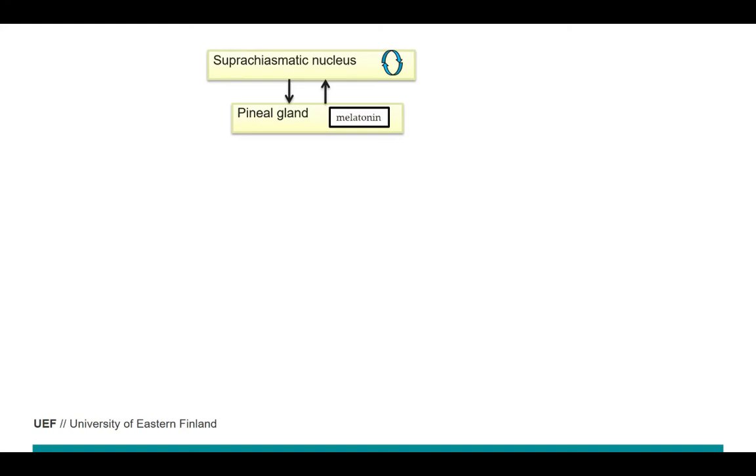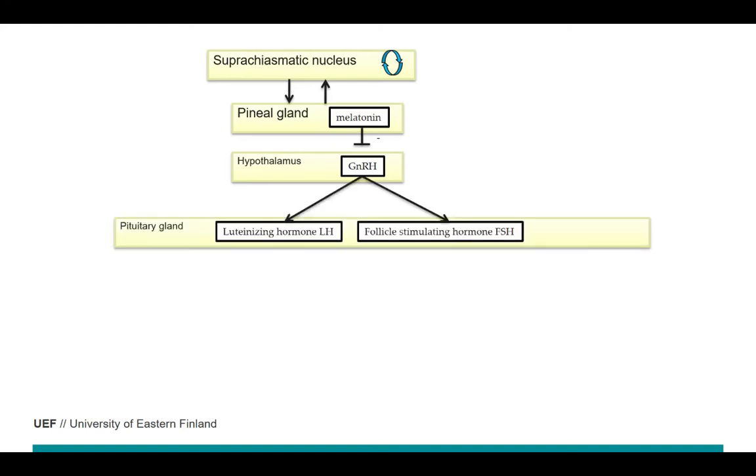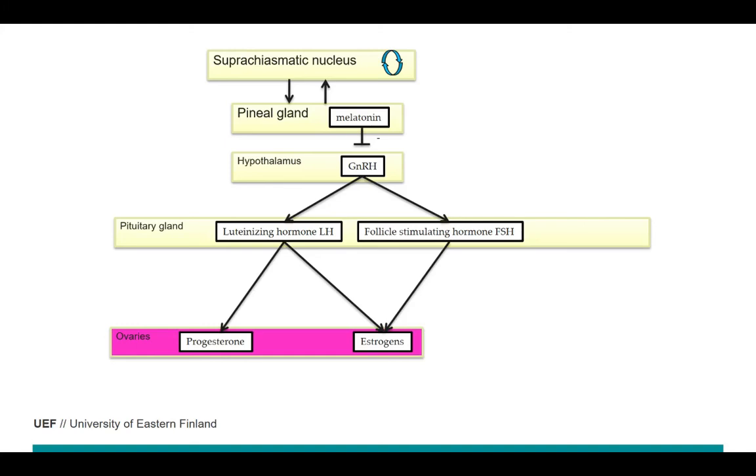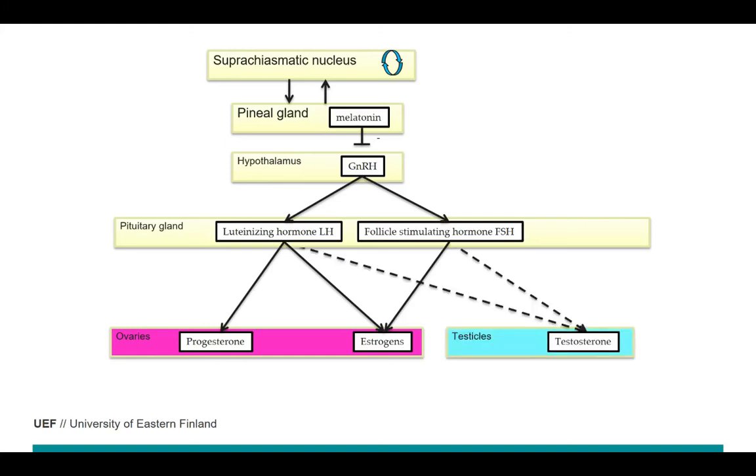So let's put it all together. We have a suprachiasmatic nucleus and we have the pineal gland, and we have learned in the daily rhythms that they were interacting. And it's affecting the hypothalamus, the gonadotropin releasing hormones, and this hypothalamus is then affecting the luteinizing hormone and follicle stimulating hormone, and they are affecting the ovaries and the testicles.